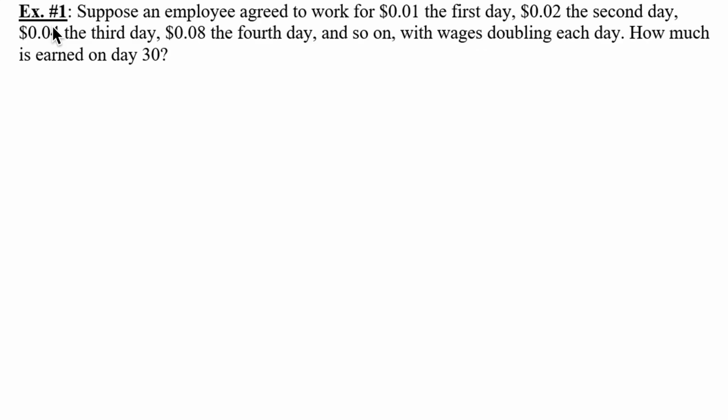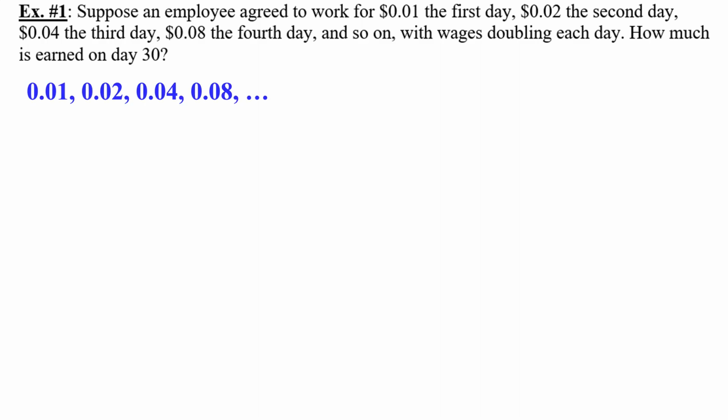So if we had an example here, it says suppose an employee agreed to work for 1 cent the first day, 2 cents the second day, 4 cents the third day, 8 cents the fourth day, and so on and so forth, with wages doubling each day. How much is earned on day 30?